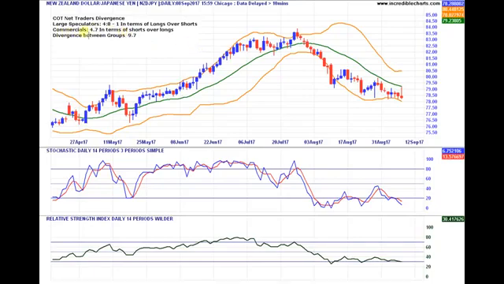Commercials the right way around, 4.7 to 1 in terms of shorts over longs. Divergence between the groups 9.7. Regular viewers will know we like divergences, up towards the 10 level or above. Now, we're out of this trade, but I just want to go through a couple of points in relation to how we played it and how we're going to play re-entry.